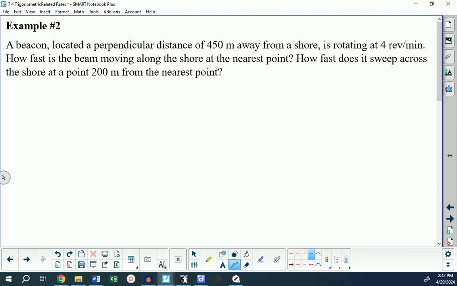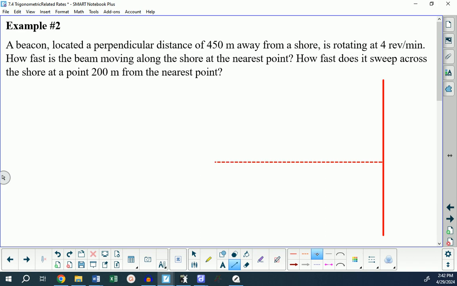So we'll just say the shore is over here. So there's water to the left of that. There's land or a beach to the right. And the perpendicular distance to the location of the beacon is 450 meters. And whatever we decide to do in solving this problem, which we haven't even read yet, we can put that 450 there. That distance is fixed.